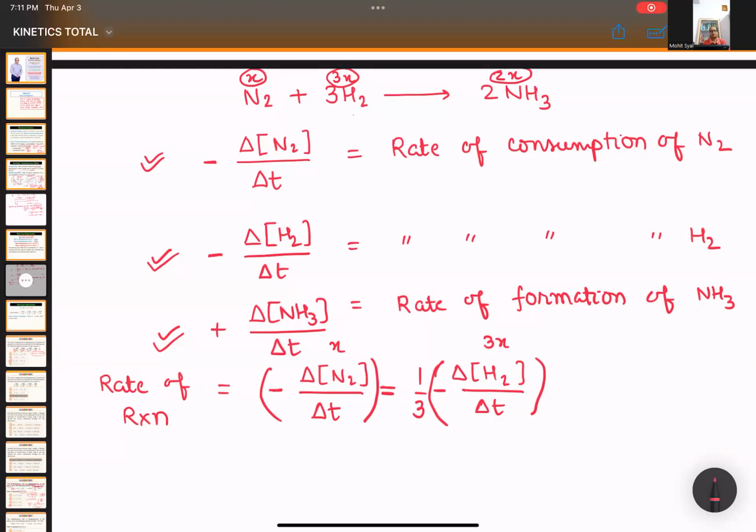Similarly, are they equal to the rate of appearance or rate of formation of NH3? No, because NH3 was forming at twice the rate. To bring it at par with the other two rates, I divided by 2.